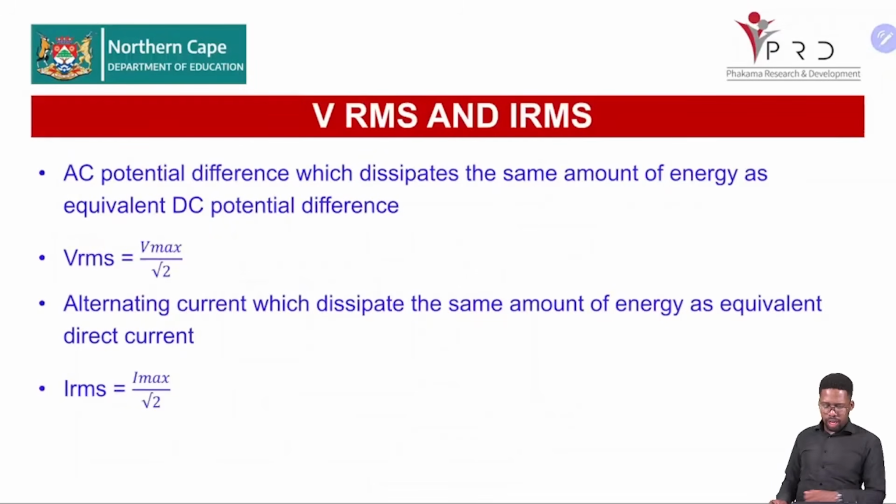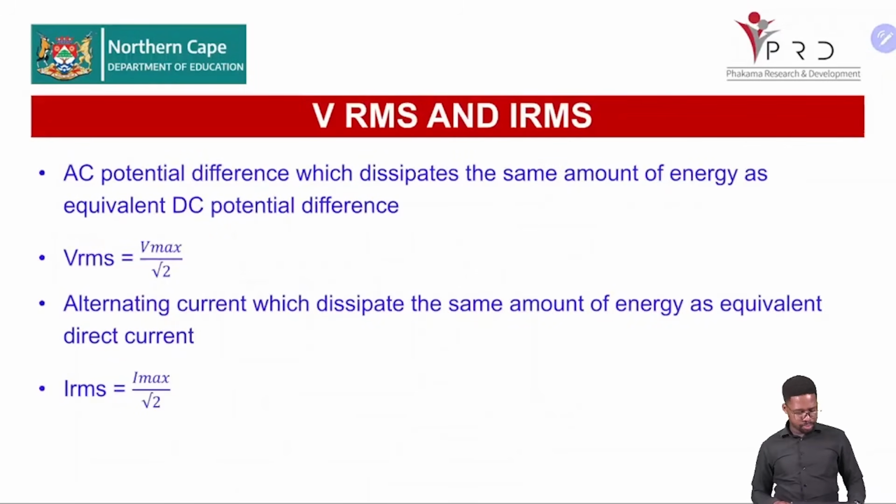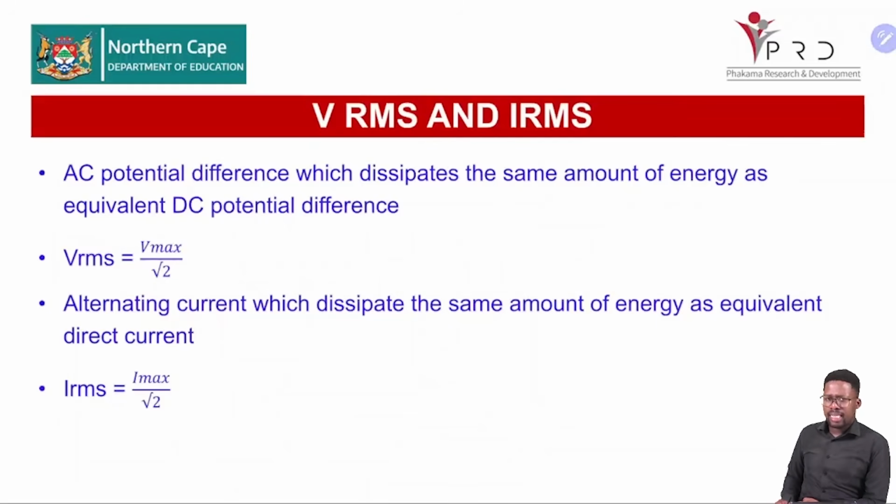Then let's come to VRMS and IRMS. From the exam guideline, it defines these concepts clearly. What is VRMS? It is RMS potential difference. Sometimes they'll say RMS voltage. And the word RMS means root mean square. So what is RMS voltage? It is an AC potential difference which dissipates the same amount of energy as an equivalent DC potential difference.